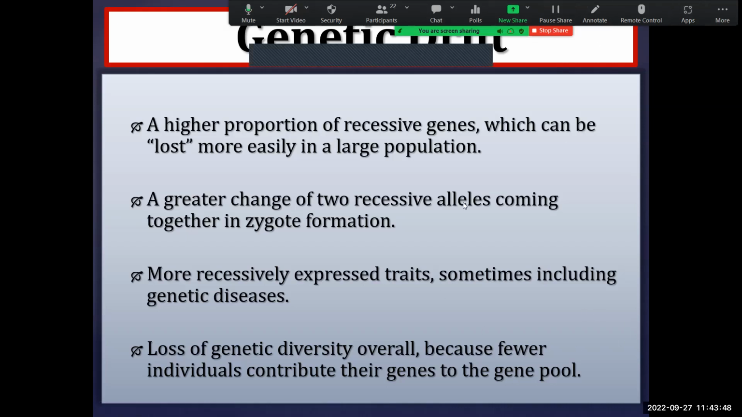So remember, zygote formation is when a sperm fertilizes the egg and produces a zygote. We get 50% of our genetic information from mom and 50% from dad. More recessively expressed traits, sometimes including genetic diseases, can occur with the founder effect and genetic drift. And also sometimes loss of genetic diversity overall because fewer individuals contribute their genes to the gene pool.